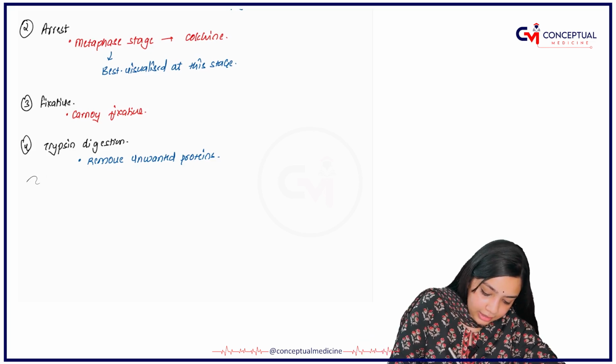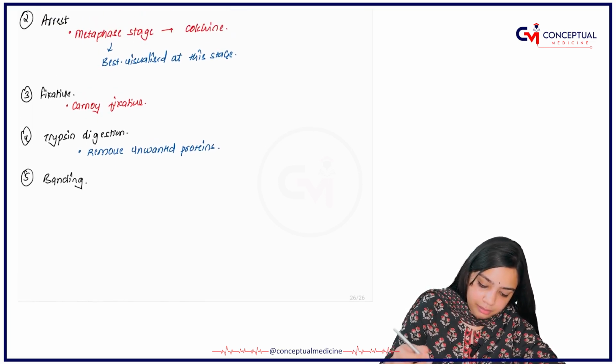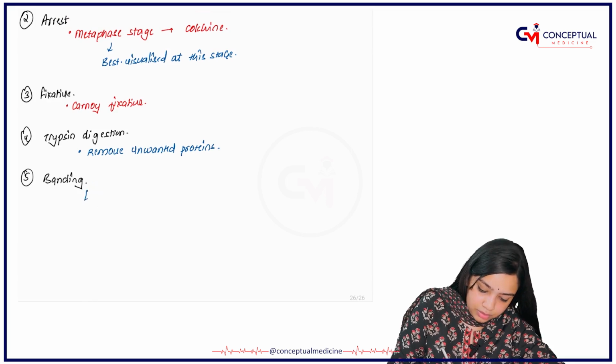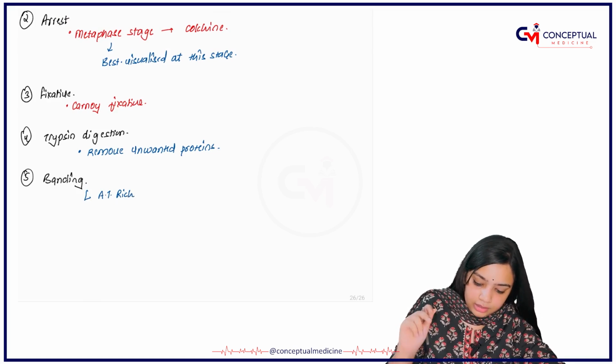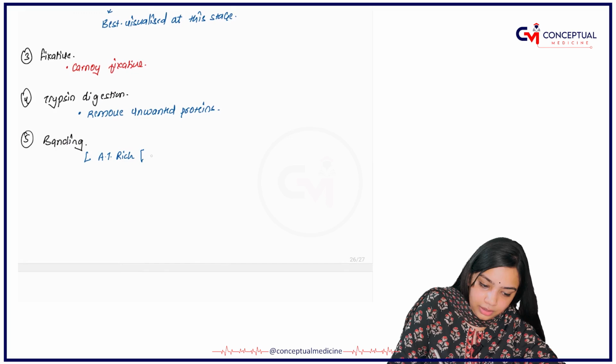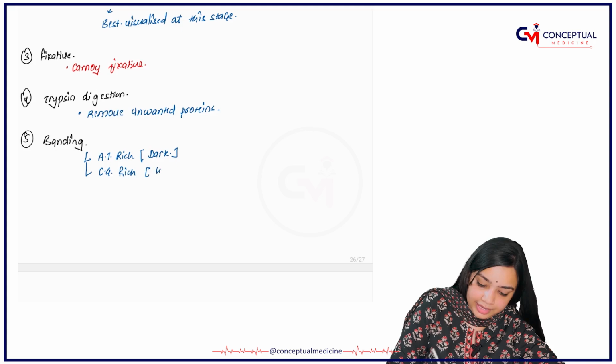And lastly, you have the banding. What does banding mean? Banding means that if the chromosome regions are A and T rich, that is basically a sequence, they will have a dark band. And if they are C and G rich, then they will have the light band.